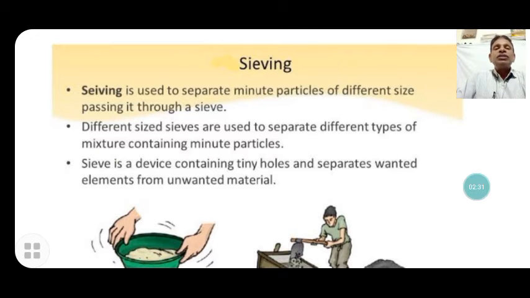Different size sieves are used to separate different types of mixtures containing minute particles. The size of the sieve is chosen as per the size of the component to be separated. A sieve is a device containing tiny holes of wire mesh, separating the wanted element from the unwanted element. If the unwanted material is bigger in size, and the wanted material is smaller in size so that it may pass through the holes of the sieve, then the wanted material may be separated out through the process of sieving.